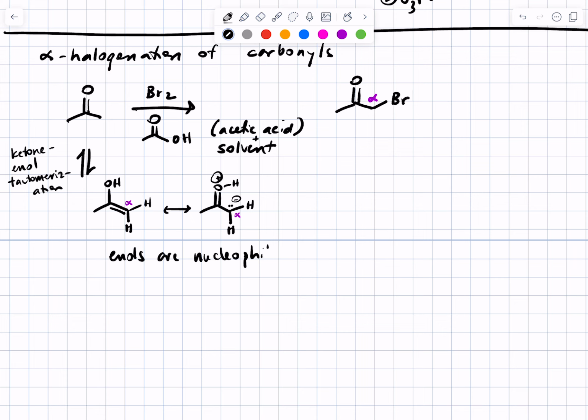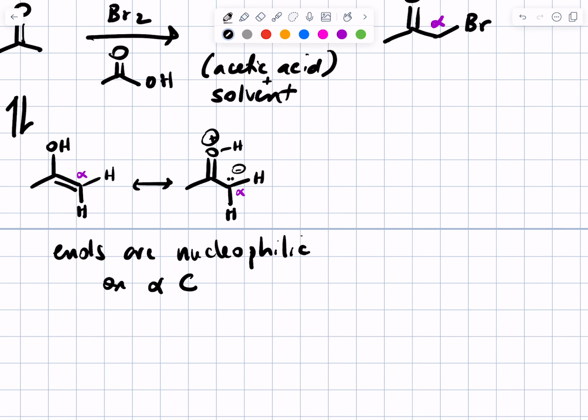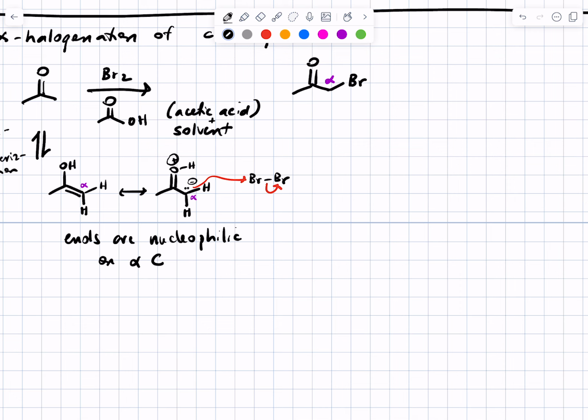And so what happens next is that when you introduce Br2, the negative charge on the alpha carbon attacks the Br sigma star, breaking the bromine-bromine bond, and that generates this oxonium ion intermediate in which we have one Br group on the alpha carbon. And then we'll regenerate, well, we're not regenerating because we haven't even used an acid catalyst.